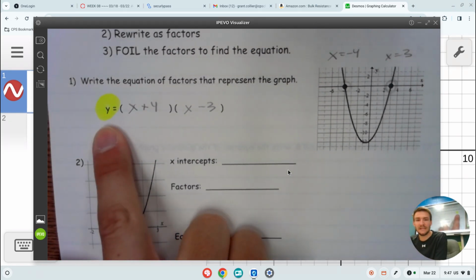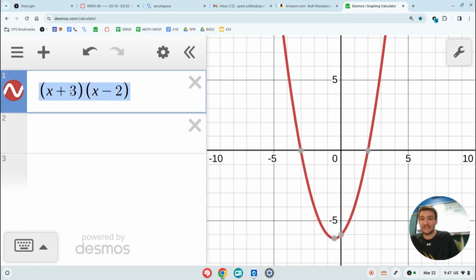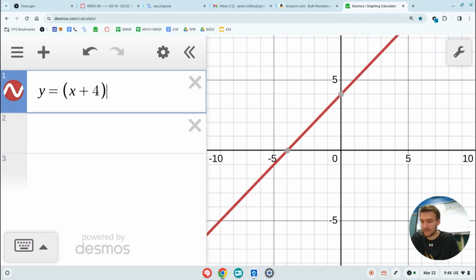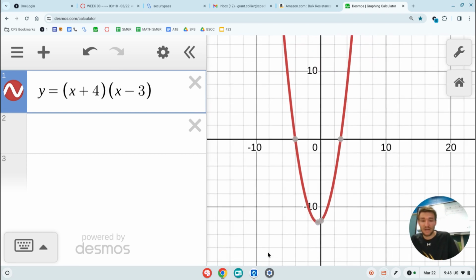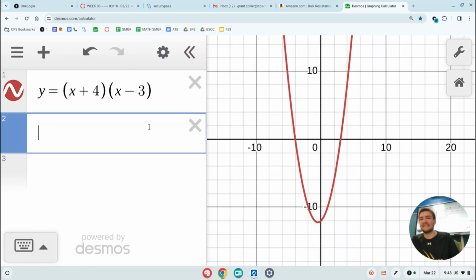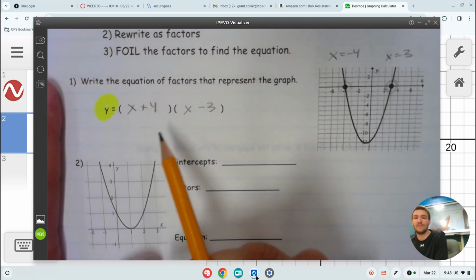So our goal is to go from this, which is going to work if I go to Desmos and type this in, y equals parentheses x plus 4 parentheses x minus 3 parentheses. It is going to look a lot like the graph from our piece of paper, right? But this isn't necessarily in polynomial form. Polynomial form just means when we have the x squareds, the x's, and the no x's. And so, in order to make this look a little bit nicer, we're going to FOIL it.